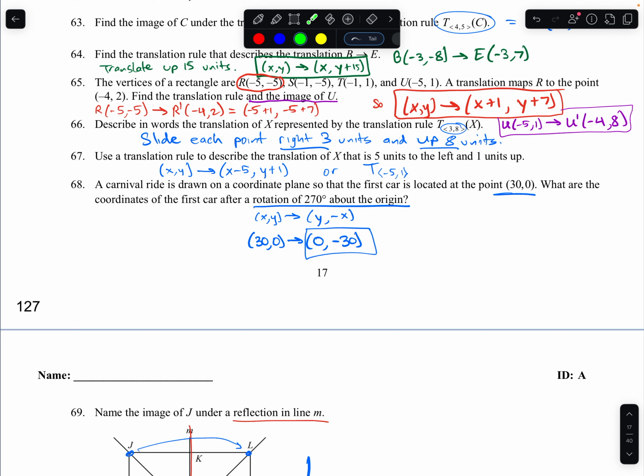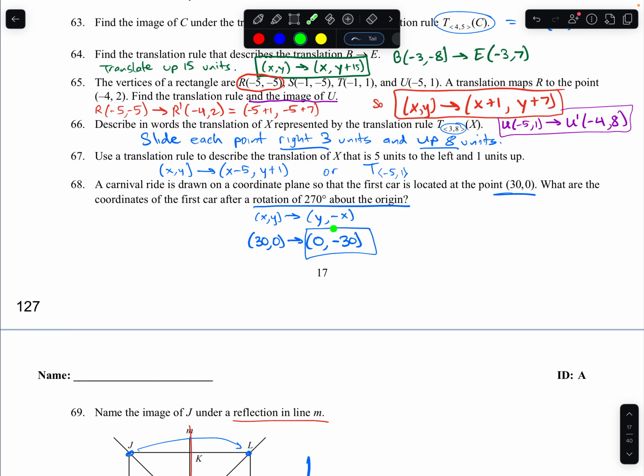Number 66, describe this translation. Well, that's right, 3 and up 8. 67, if I move 5 units left and 1 unit up, how would we write that rule? You could write it algebraically like this. Subtract 5 from the x-coordinate, add 1 to the y-coordinate, or just put capital T for translation, -5, 1.